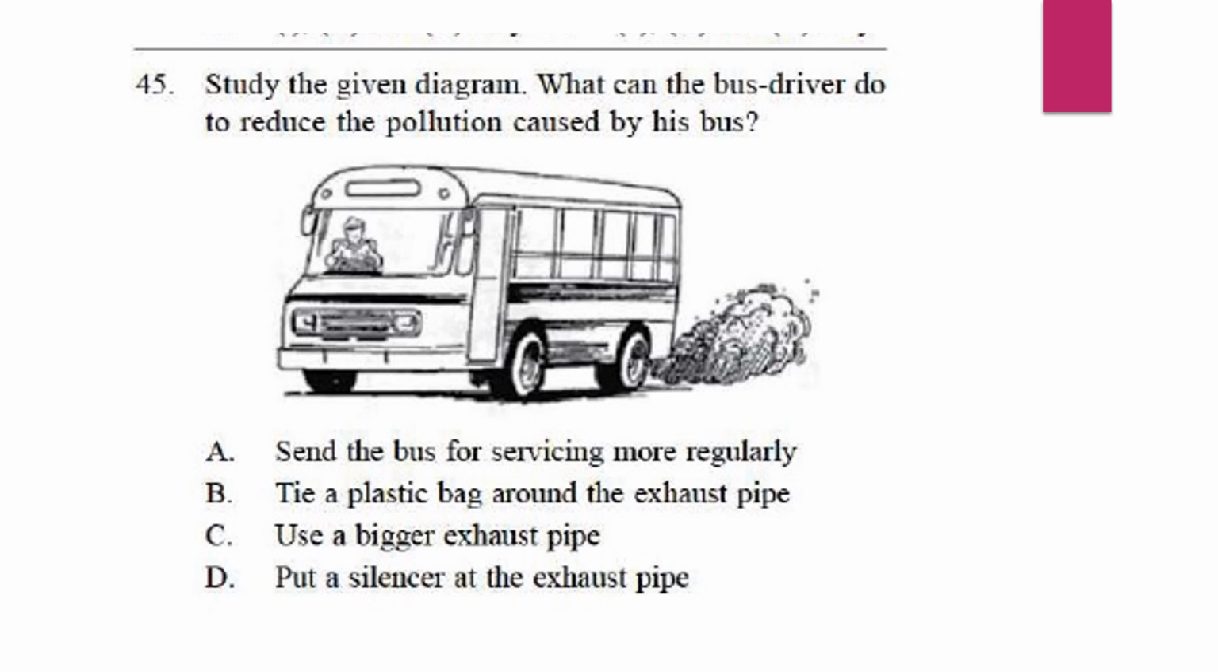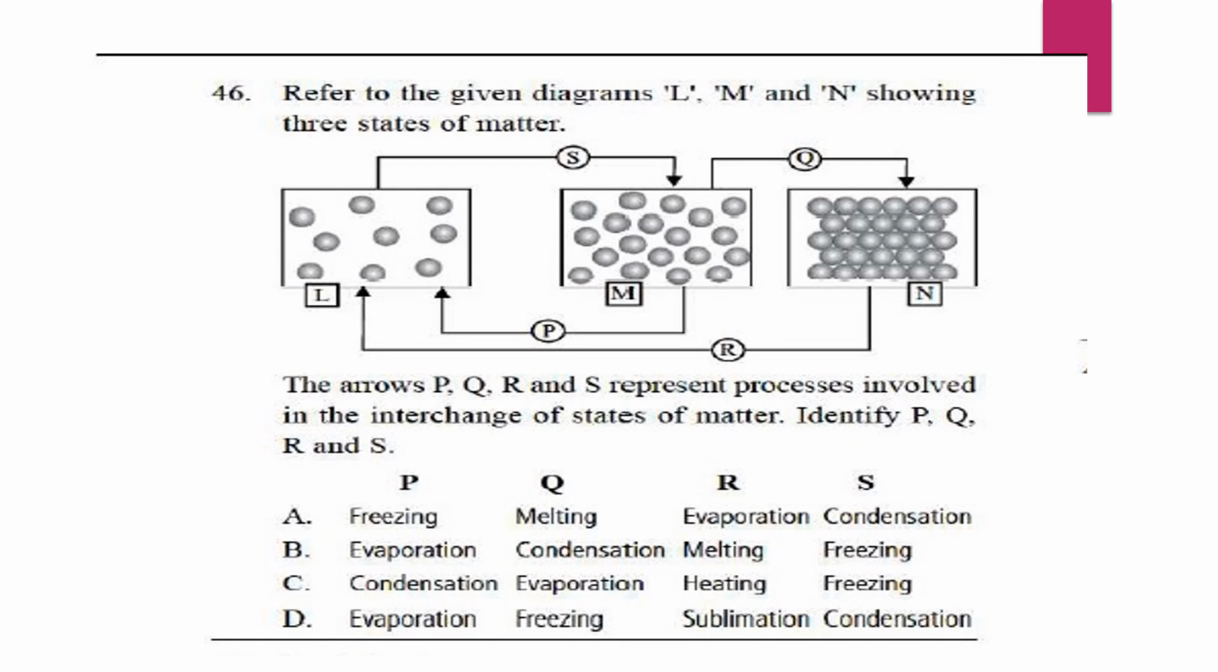Question number 45. Study the given diagram. What can the bus driver do to reduce the pollution caused by his bus? Option A. Send the bus for servicing more regularly. Option B. Tie a plastic bag around the exhaust pipe. Option C. Use a bigger exhaust pipe. D. Put a silencer at the exhaust pipe. And the right answer is option A. Send the bus for servicing more regularly. Question number 46.